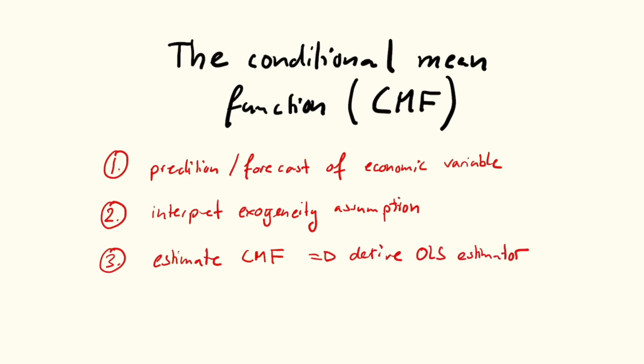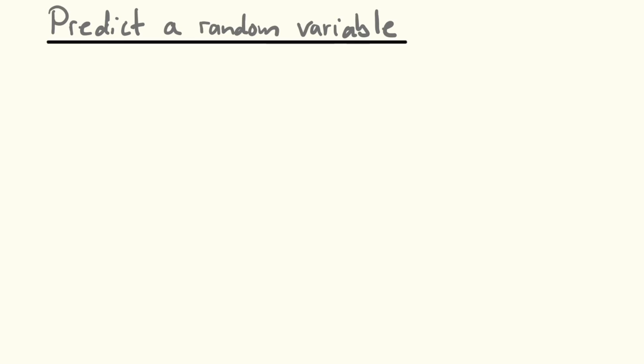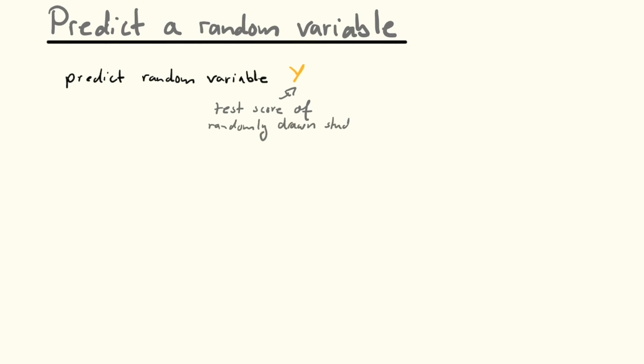We'll start by reviewing some fundamental statistics. In particular, we want to consider the problem of predicting a random variable. We want to predict a random variable, let's call it y. To make things more concrete, you can think of y as the test score of a randomly drawn student. We predict y by some number, let's call it a.